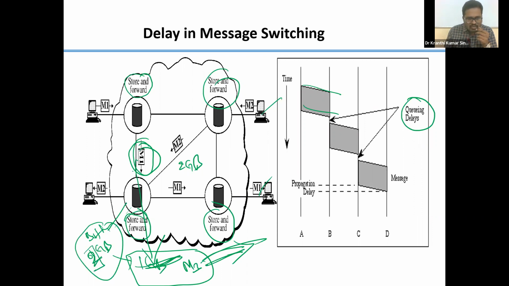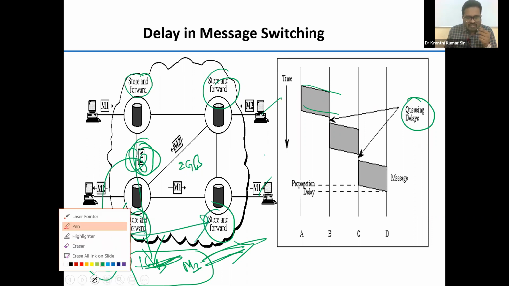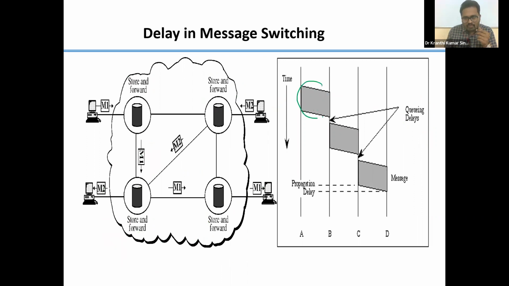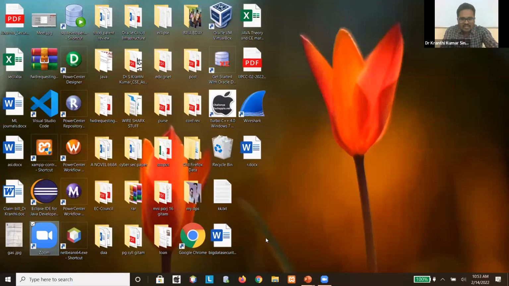So again, this message is stored entirely, all 2 GB, here. Again storing, again forwarding. This is called delay, with respect to message size. So this point, the queuing delay and propagation delay. Propagation means sending and receiving. So this is something about the different types of switching. As of now, the most important point is packet switching only, because your syllabus contains this.